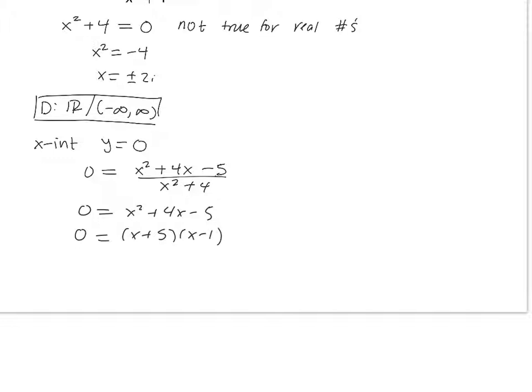So where are the x-intercepts? 5 and 1. x equals negative 5 and 1. Technically, they're the points negative 5, 0, and 1, 0. So you could plot those on the x-axis, and as soon as I have to start at what your graph looks like, you'd know something.